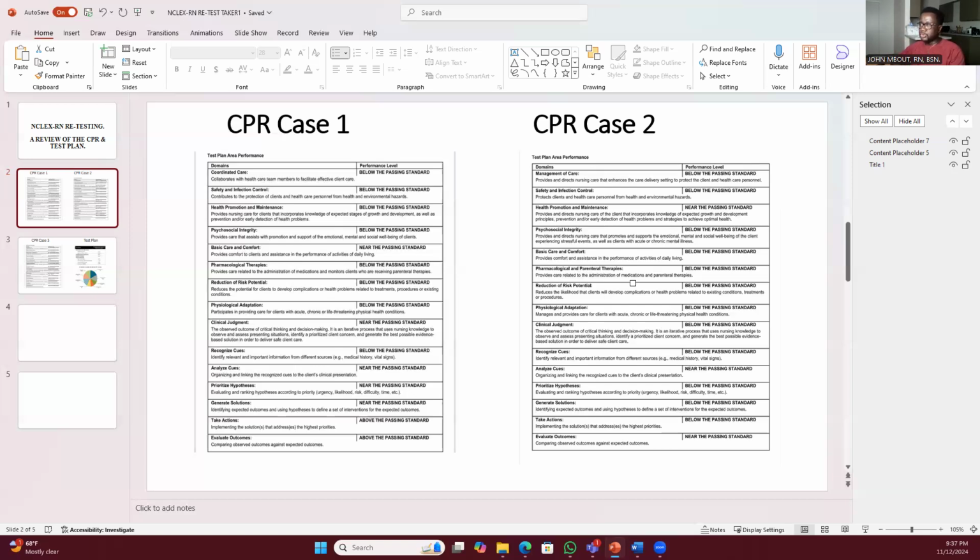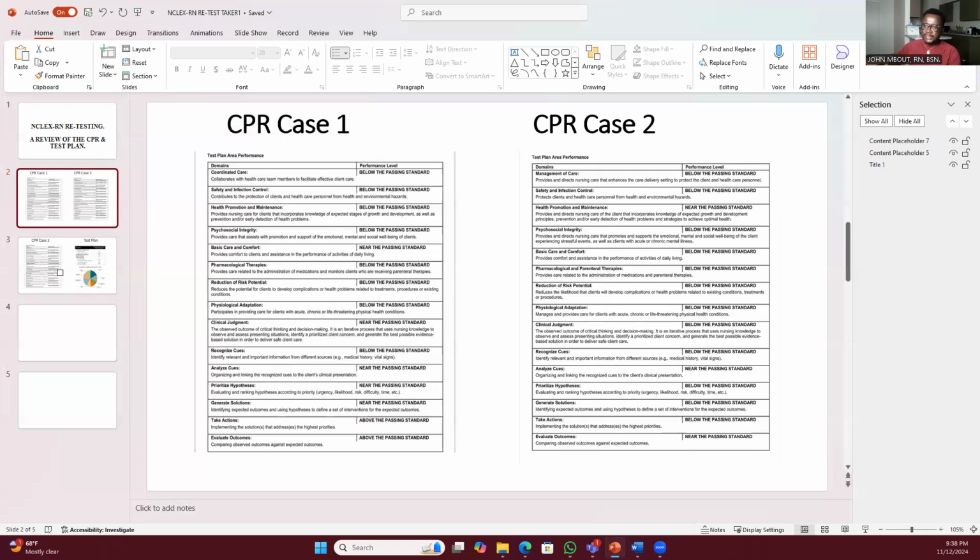Let's look at case number 2. Management of care, below passing standard. Safety infection control, below passing standard. Health promotion and maintenance, near passing standard. Psychosocial integrity, below passing standard. How many below passing standard do you have here? And you have near passing standard, 1 near passing standard, 2 near passing standard. From this, you see that this candidate has a lot to do when you're going in for your next Nclex. This is when you sit down and you work.